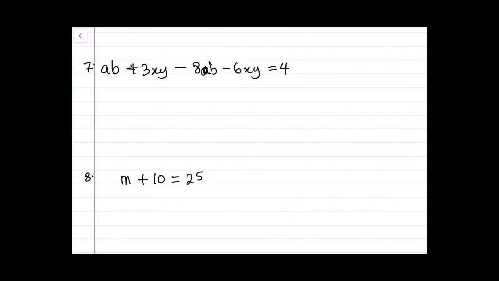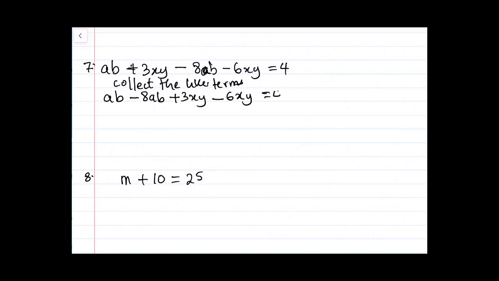So we have ab plus 3xy minus 8ab minus 6xy equals to 4. So the same principle applies. We want to collect the like terms. So when we do that, we start with ab minus 8ab plus 3xy minus 6xy equals 4. So our ab here is like 1ab. So we have ab minus 8ab. This will become minus 7ab.